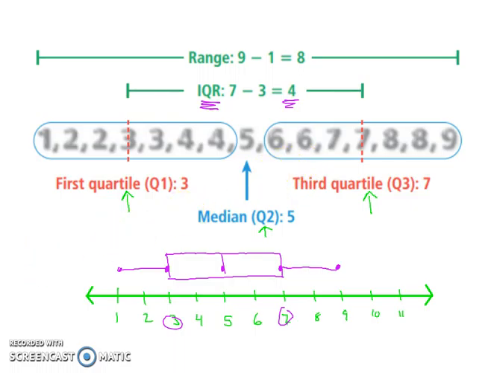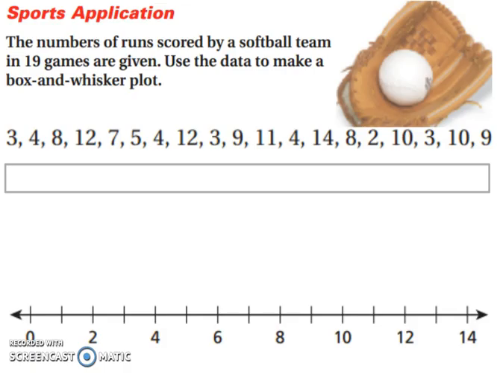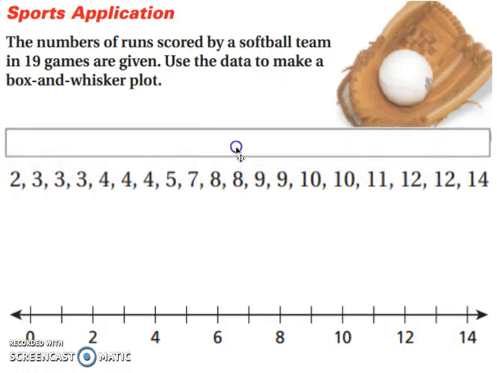So now let's look at a sports application. The number of runs scored by a softball team in 19 games are given. Use the data to make a box and whisker plot. So step 1, we need to put these numbers in numerical order. So we're going to put them in numerical order as follows.